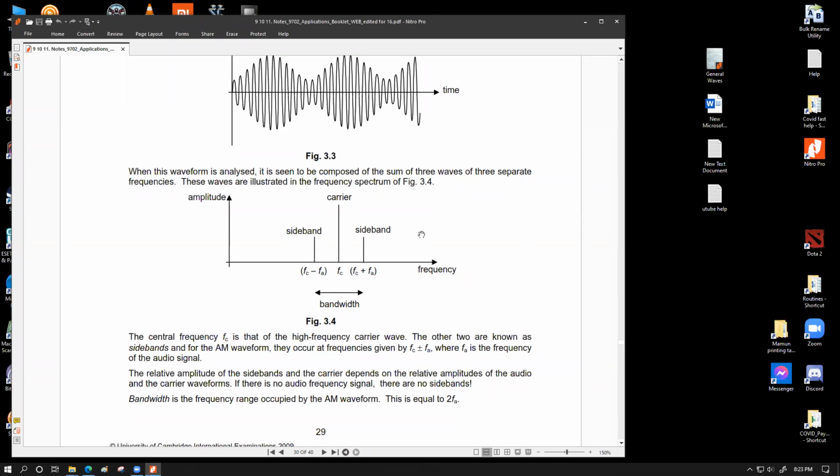Yeah, Mugdha, go ahead. Sir, in AM modulation, we are supposed to vary the amplitude with the information signal. But here it shows frequency variation. As in, I didn't get this part.